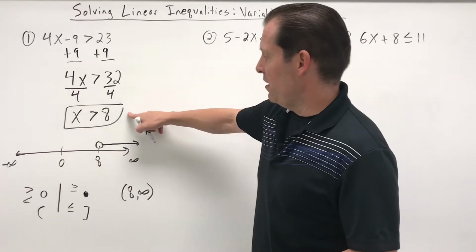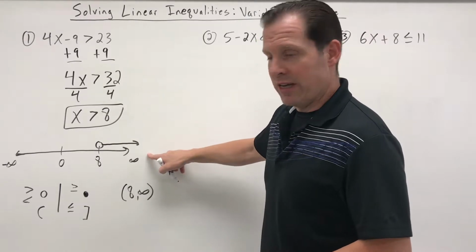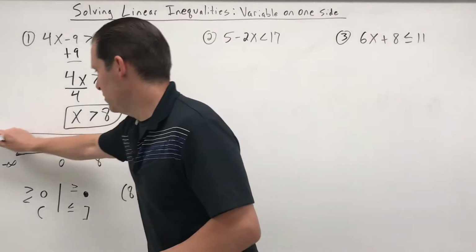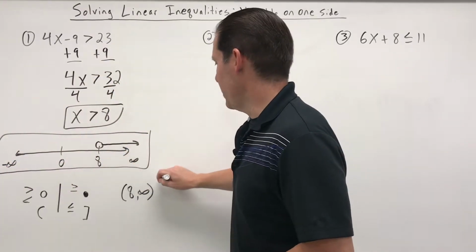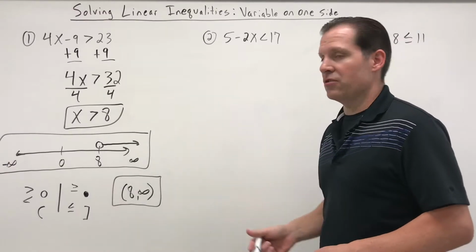So again, this is just your inequality notation. That's your answer right here. This is your number line, and this is your interval notation. So all 3 of these are representations of that answer. So it just depends on how you need to list the answer, depending on the question.